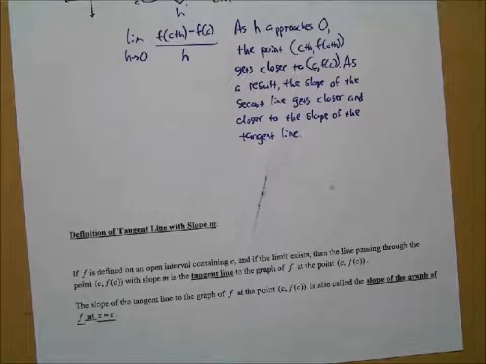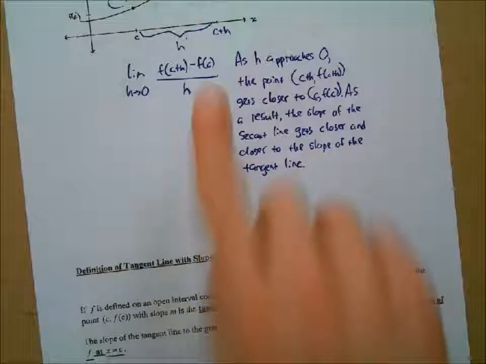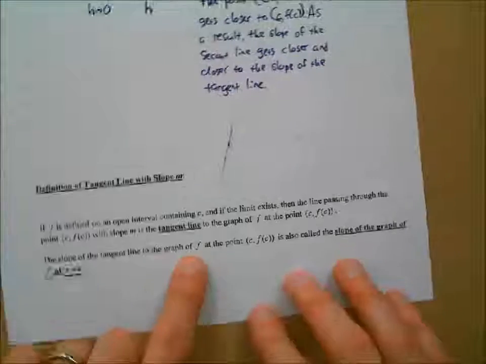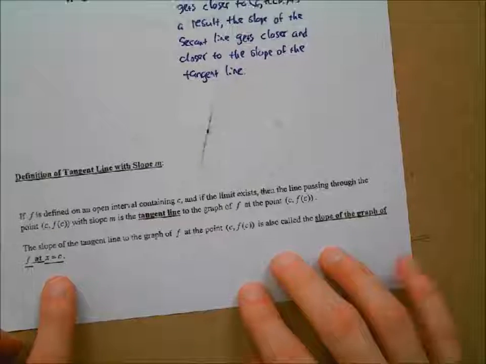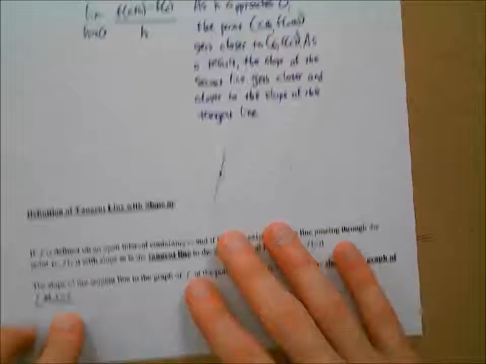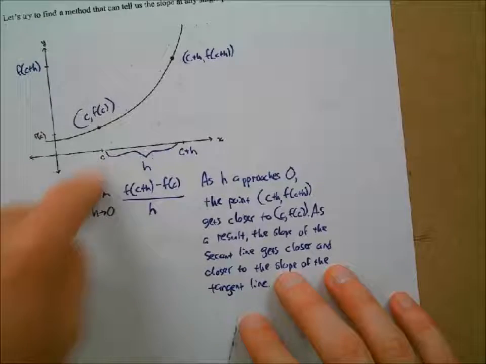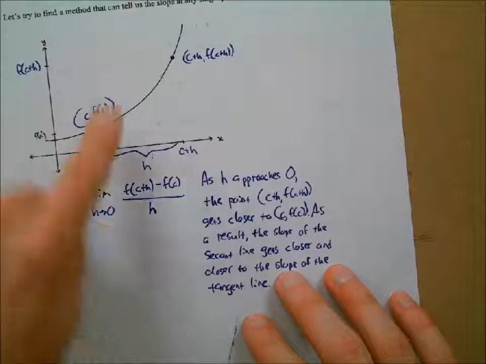Okay, slope m, that is the tangent line with slope m. This is the m that we're finding right there, the slope of the tangent line. The slope of the tangent line to the graph of f at this point is also called the slope of the graph of f at x equals c. So we could also say the slope of the graph at c is found by this. This is the slope of the tangent line at c, but it's also the slope of the graph at c.